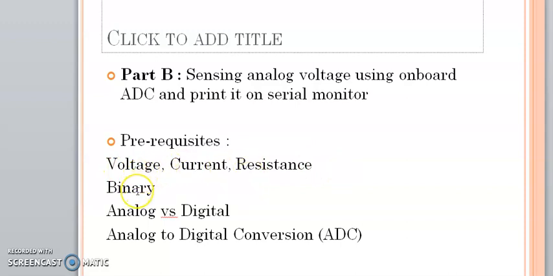Now we will move to the second prerequisite, that is binary. As we know, microcontrollers are capable of detecting only binary signals. That is, they can understand only 0 and 1, that is, whether the button is pressed or not. This is called a digital signal.